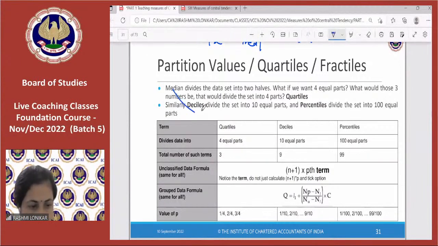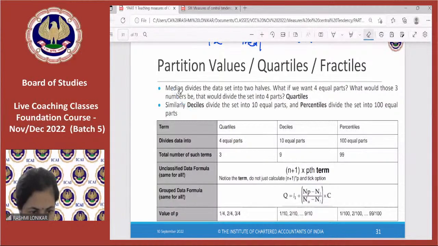So when I say quartile, it divides the data into 4 equal parts. How many such terms are there? 3. Which are these 3? Q1, Q2 and Q3.